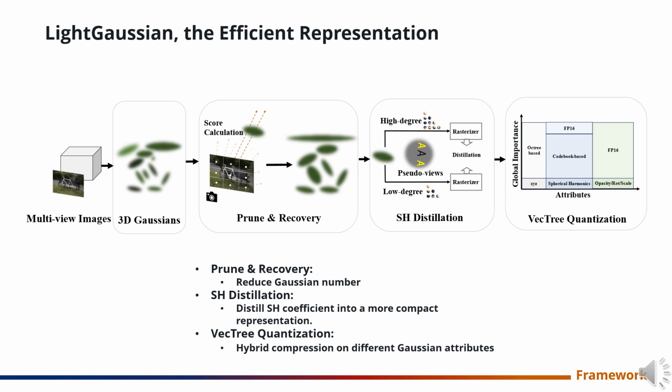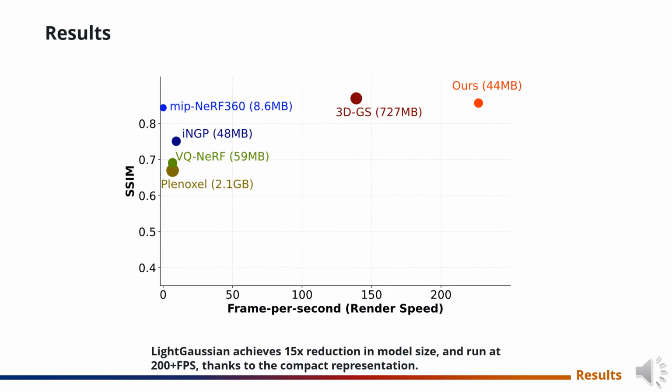LightGaussian first calculates the global significance for each Gaussian based on training observations. Gaussians with the least significance are pruned. A subsequent distillation with synthesized pseudo-views is introduced to transfer the SH into a compact format. VecTree Quantization, consisting of lossy codebook quantization and lossless octree quantization, is further introduced for compressing the representation. LightGaussian effectively prunes redundant Gaussians while preserving visual fidelity. Consequently, it reduces the average storage from 727 megabytes to 44 megabytes and improves the FPS from 139 to 215.